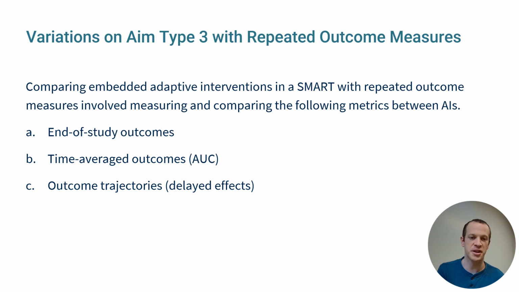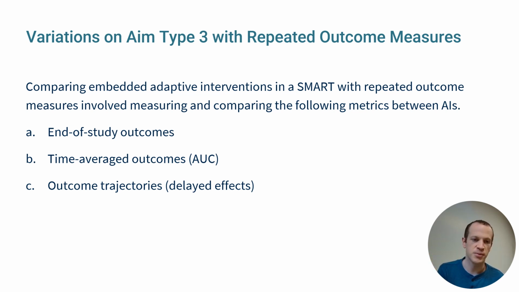You can also look at what we'll call time averaged outcomes. The most common metric here is the area under the curve. You can get a sense of not just what is the average value of this measurement at a particular point in time, but instead on average throughout the course of the entire study, what is the typical or average value of that variable.